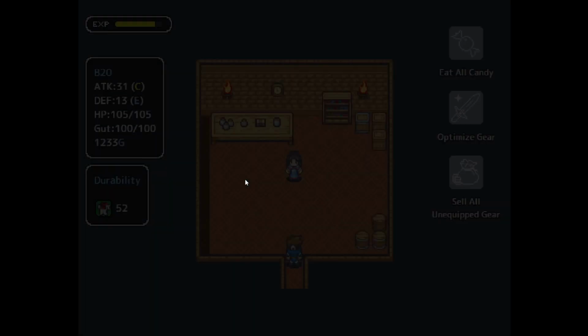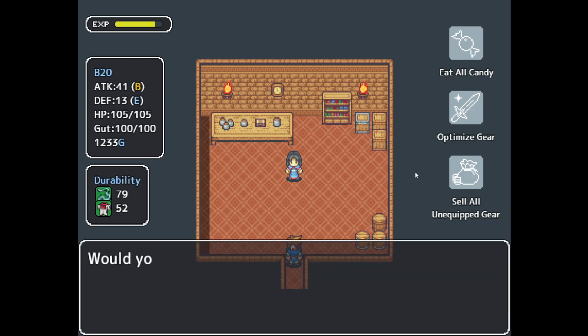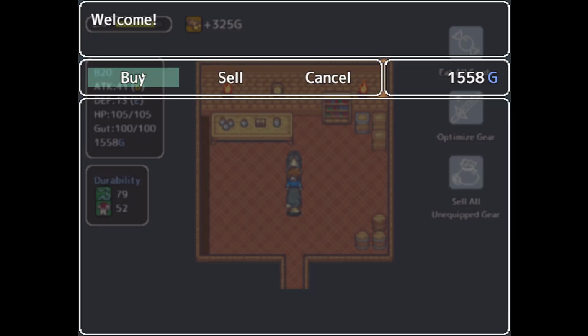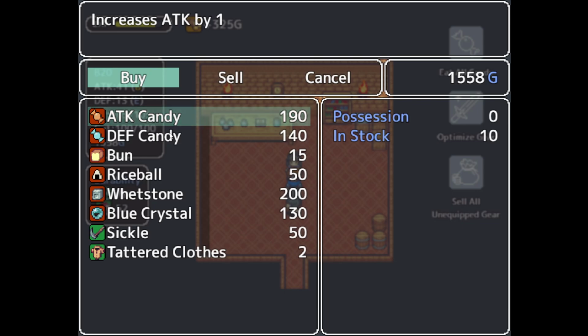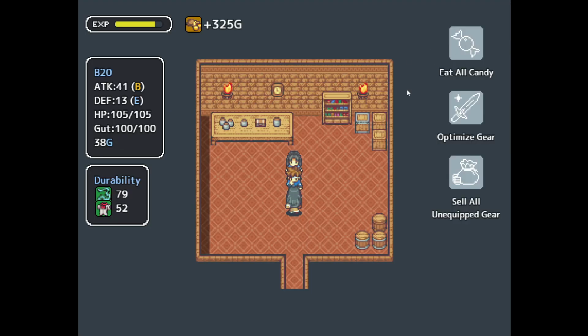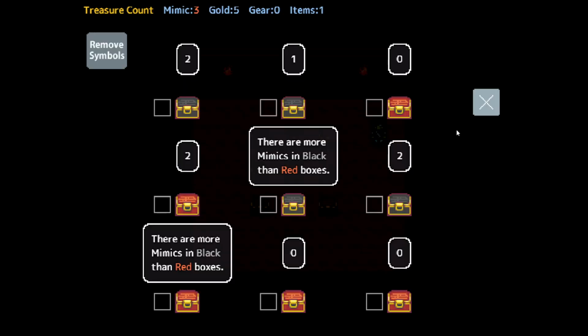So I don't think that we will get the high score this time, because we're not on the highest difficulty. Alright. Oh, alright, yeah. Just more attack candy. We have a new weapon that's semi-decent. Starting to get to the point where even without a weapon, I think we're still good.